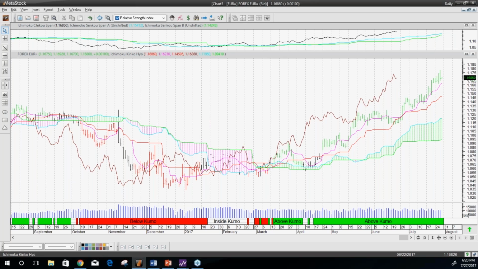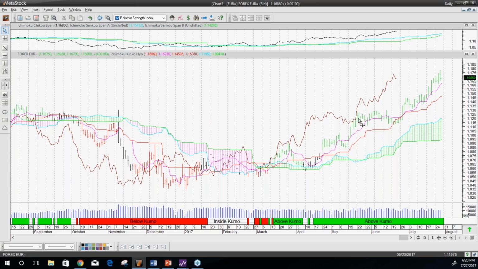One of them is this interesting point, which is the Chiku span. All it is is the closing price shifted back 26 periods. It seems like it doesn't have any value. Why would you do that? But what it does is let you see where there are aspects of low volatility, and it also lets you see how the price is reacting compared to the past.